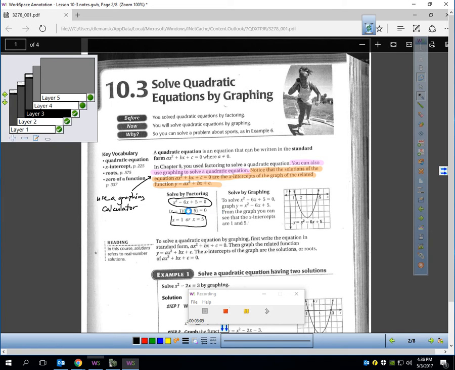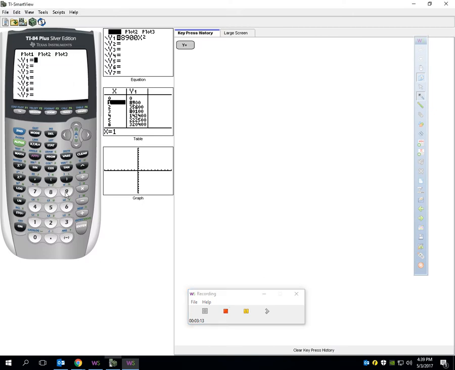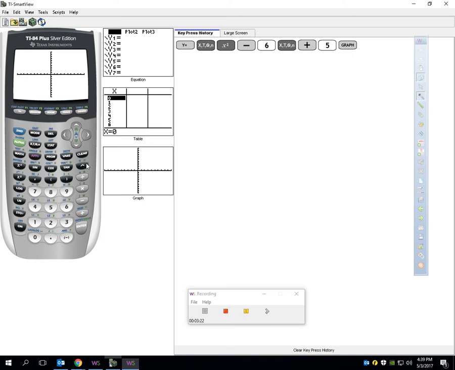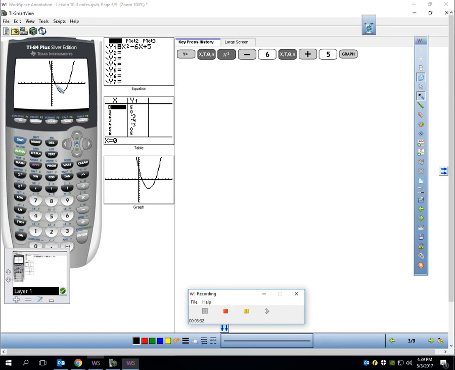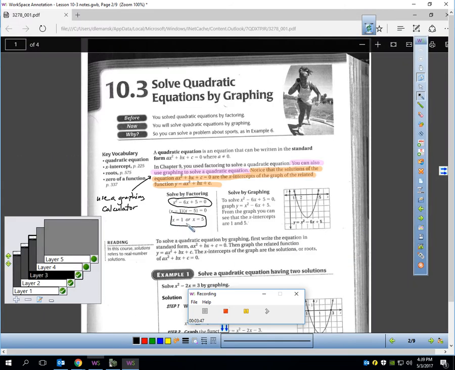If we do this problem by graphing, let me do that on my calculator real quick. So I'm doing y equals x squared minus 6x plus 5. When I hit graph, do you notice my graph is crossing the x-axis at, let me move this out of the way, it's crossing at 1 and 5. You notice I'm getting the exact same answers that I got when I factored. Where my graph crosses the x-axis would give me the same answers as my factoring.